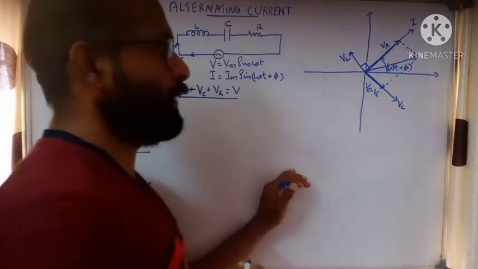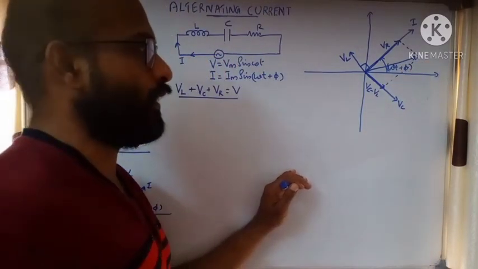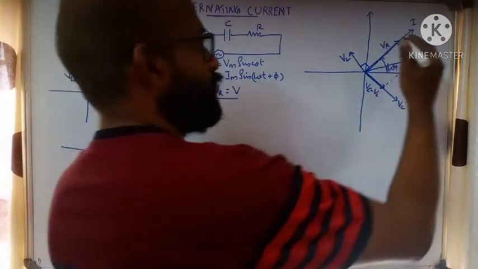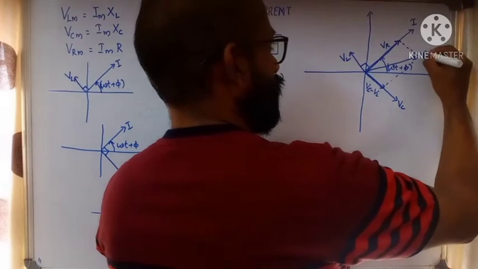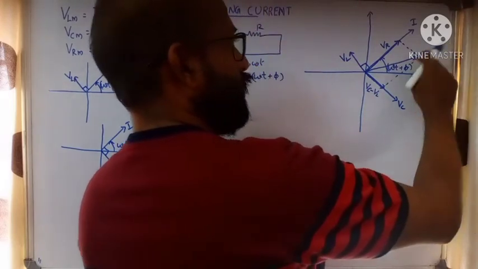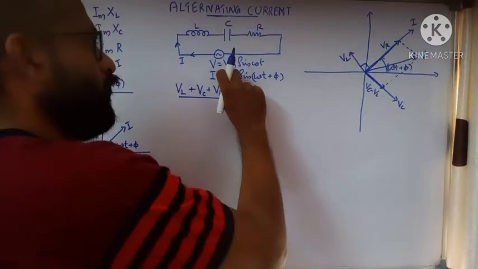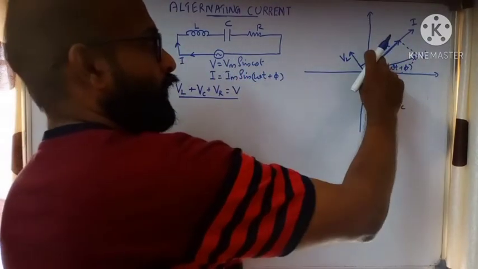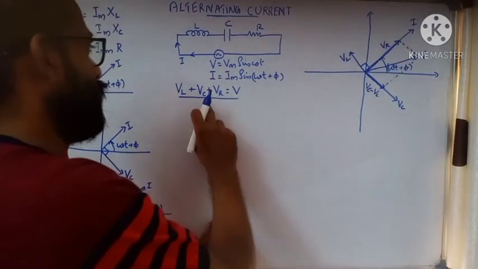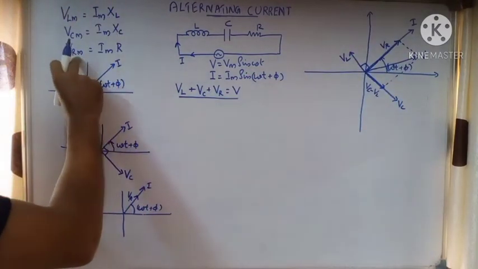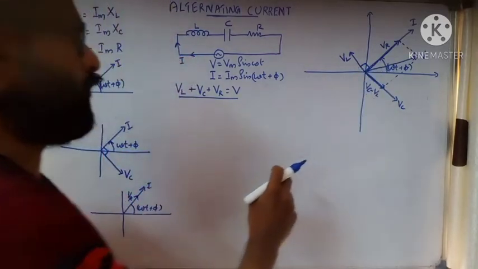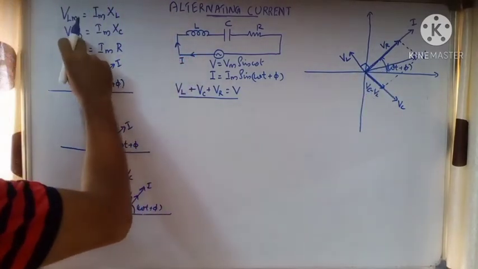This diagonal will be the resultant. Resultant of VR and Vc minus Vl will be equal to V. See, this is V. What will be the length of this vector? The length of V will be equal to Vm. Length of VR is equal to what? It will be equal to VRm. Then the length of Vc minus Vl will be Vcm minus Vlm.